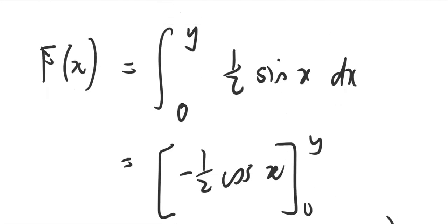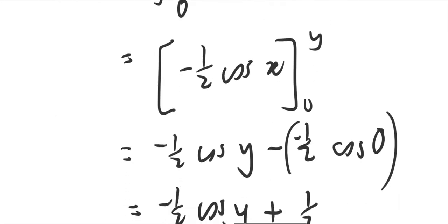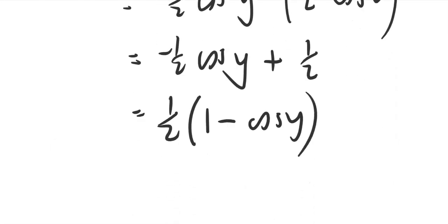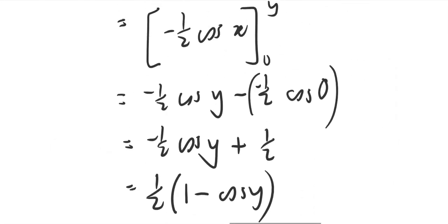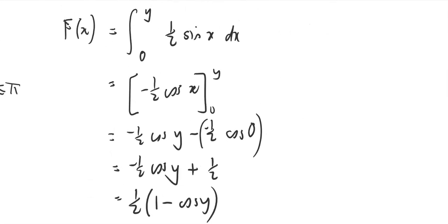We integrate a half sine x, we get negative a half cos x, between 0 and y. So substitute those in just like we do for an integral, and then I end up with that function there. Okay, I'll give you some time to absorb that, if you wish.